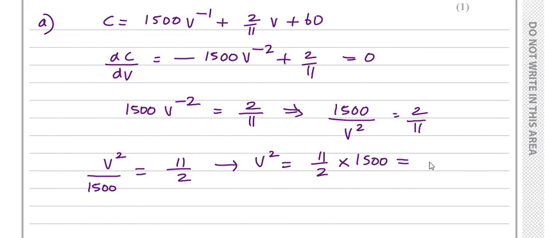So v square is equal to 8250 and v is equal to 90.83. Since it's velocity, is it meters? Is it kilometers per hour? Kilometers per hour.